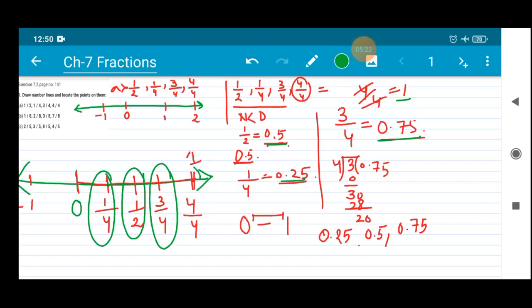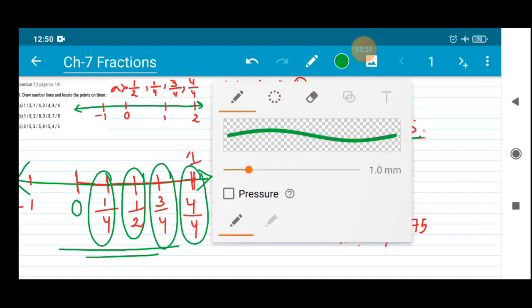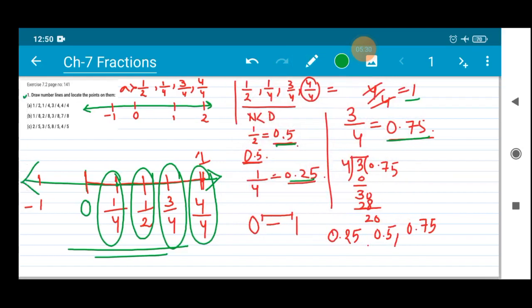So 4 by 4 is actually representing 1. So in this manner you will be representing the number. Why I have explained this is because this type of thing should be understood in this manner. You can understand it in this way.